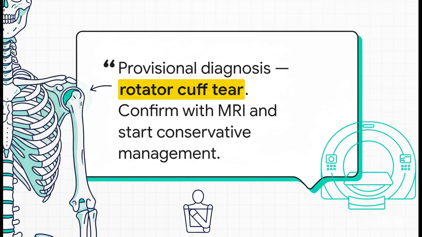My management plan would be to first confirm the diagnosis with an MRI and then to initiate conservative management with physiotherapy. I would review her in 3 months, and if there is no improvement, I would consider surgical intervention, such as an arthroscopic repair. You see, it's structured, confident, and it demonstrates safe clinical thinking.